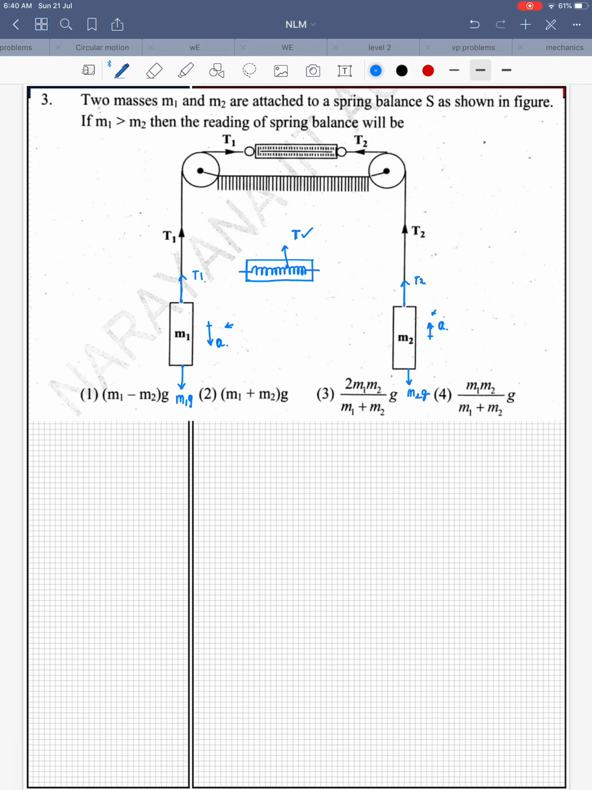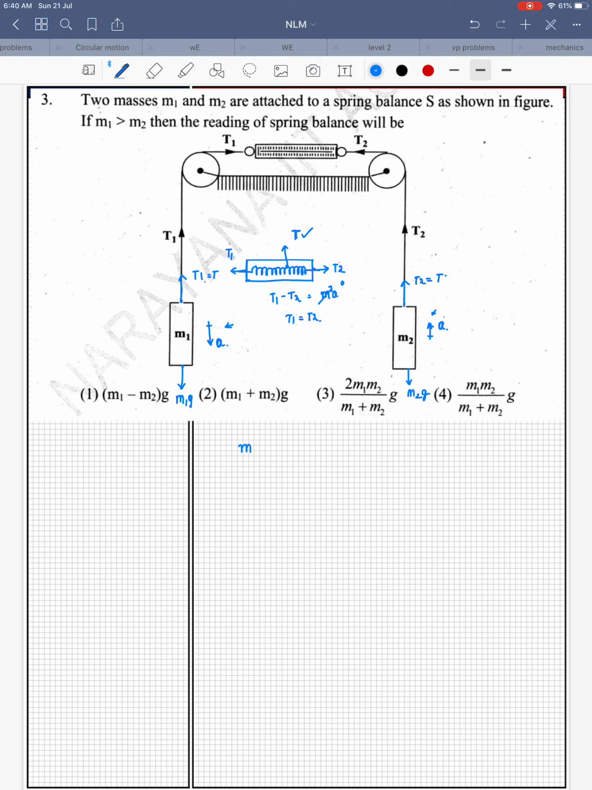I'm writing the equation for the spring balance. Here you have T1, in this direction you have T2. So T1 minus T2 equals M into A, but because the spring is massless, T1 equals T2. So let's say T1 equals T and T2 equals T.